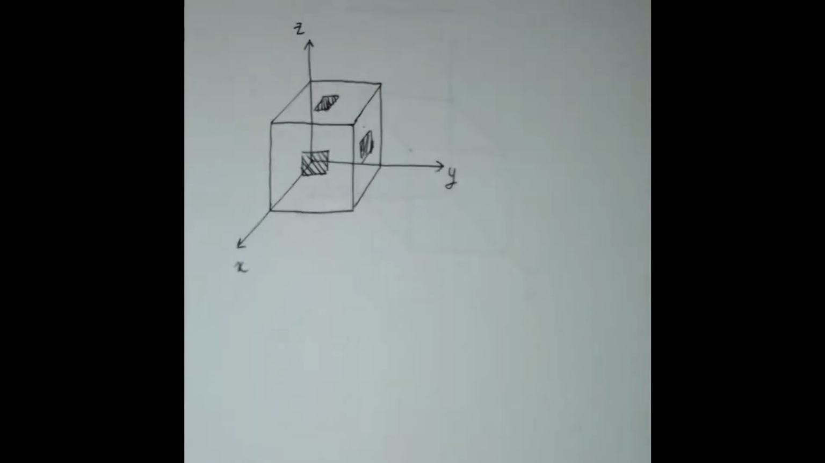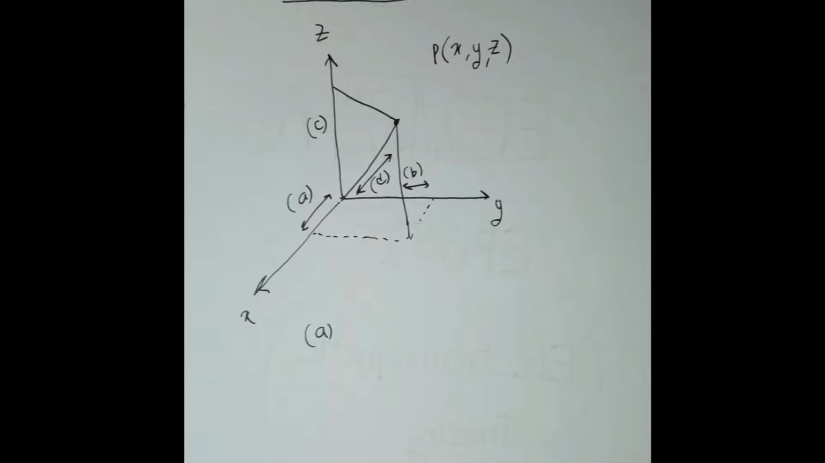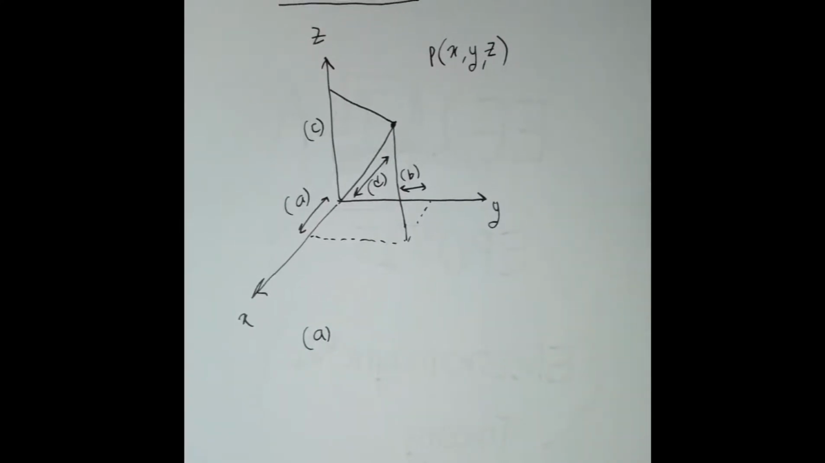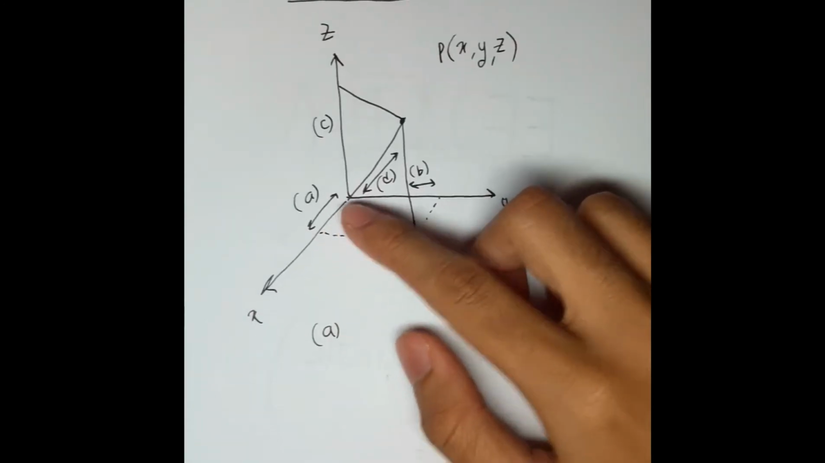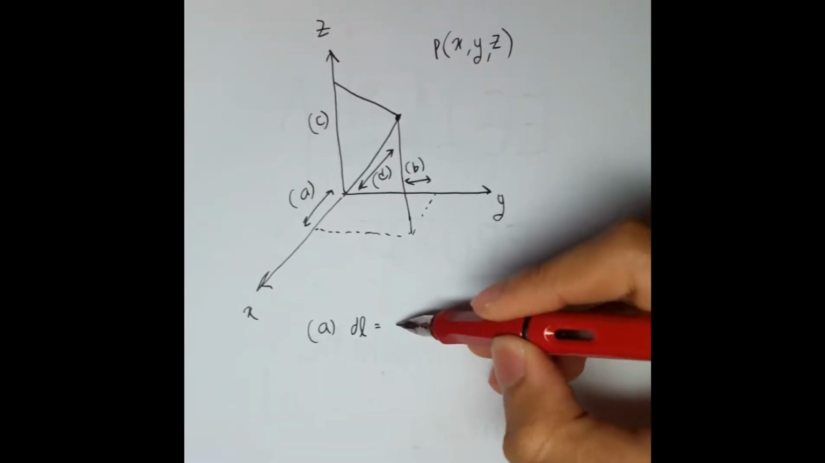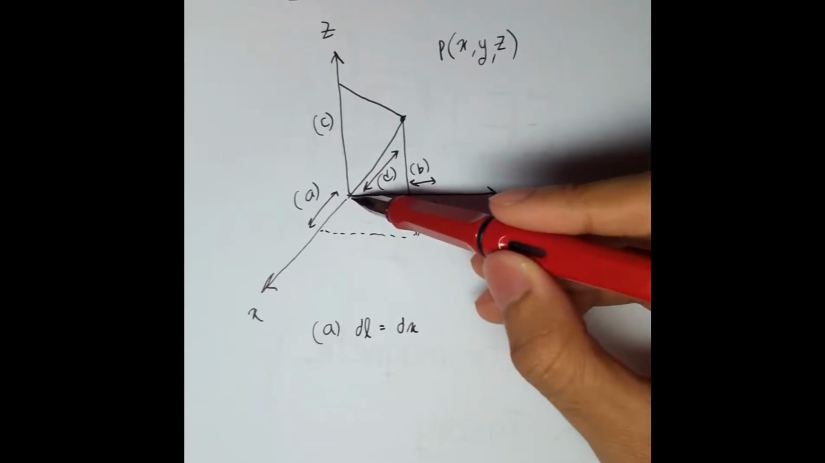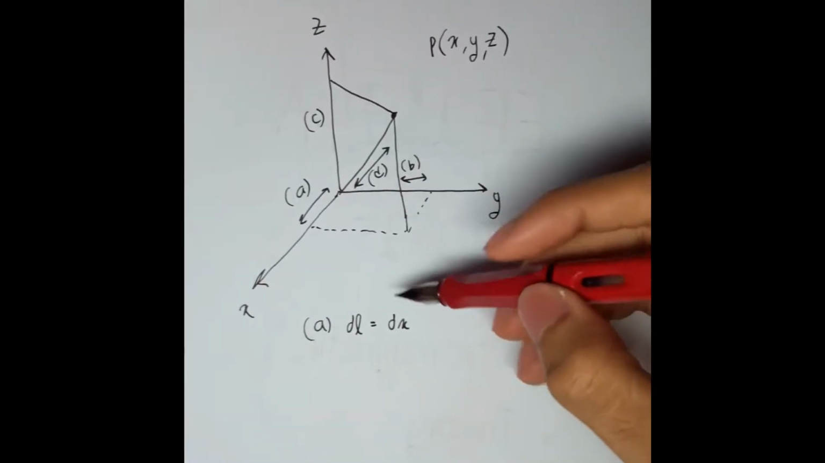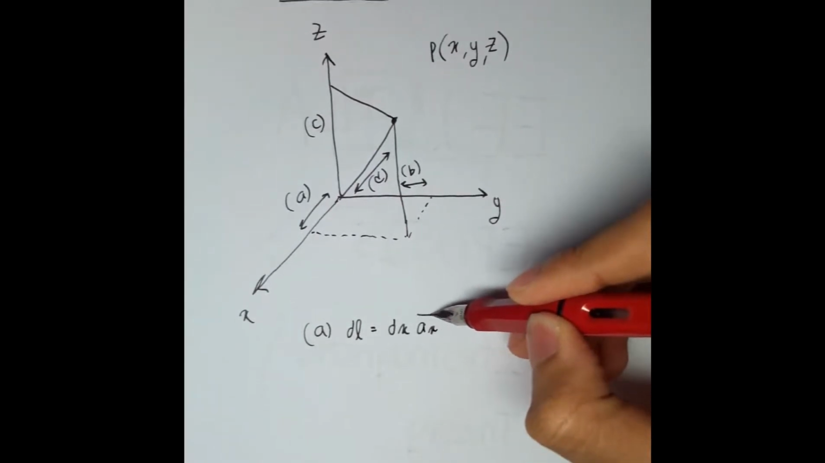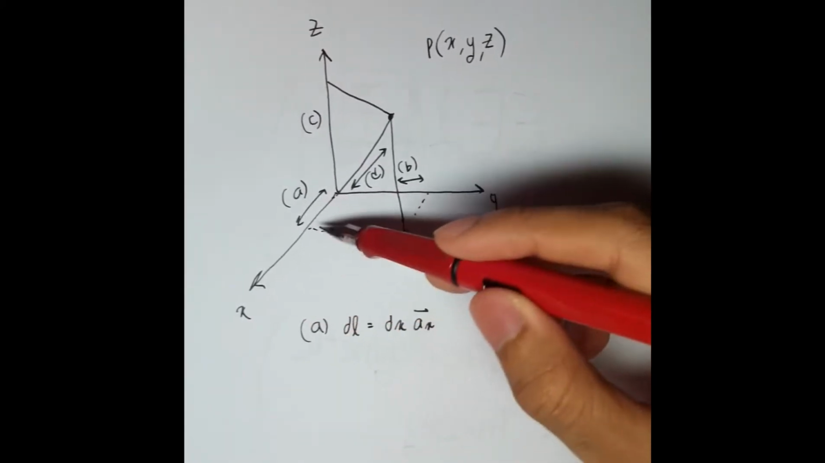First off, we're going to start with the Cartesian coordinates, the differential length of the Cartesian coordinates. Now, the differential length of Cartesian will use the coordinates of x, y, and z. For differential length of A, we will get the magnitude of dx because it is on the x-axis, and the direction of ax because it is pointing towards the direction of the x-axis.